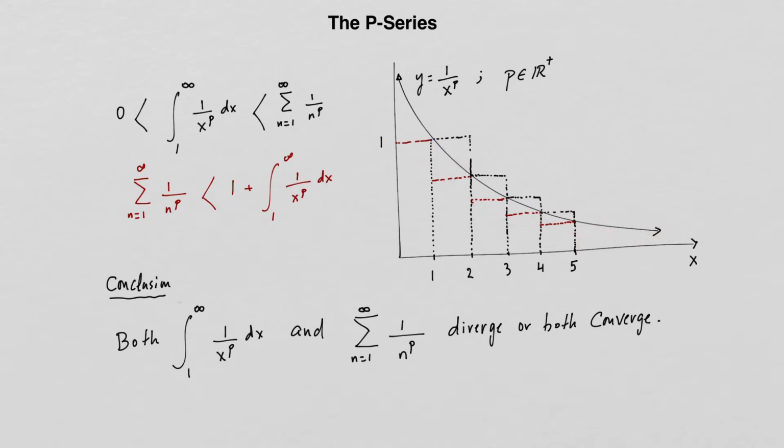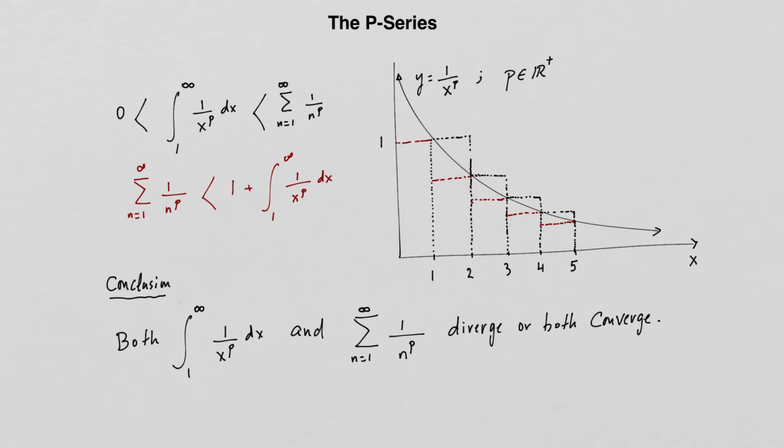Now, let's look at the series itself. When n equals 1, you get 1 over 1 to the power of p, which is 1. So when n equals 1, the height is 1, so you land here. When n equals 2, you get 1 over 2 to the p, which is this height when n is 2. So it's this height, right?